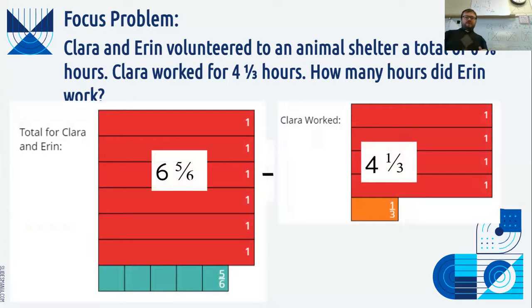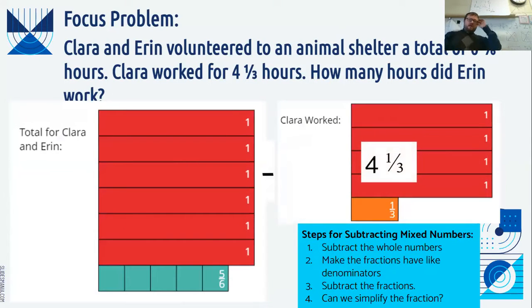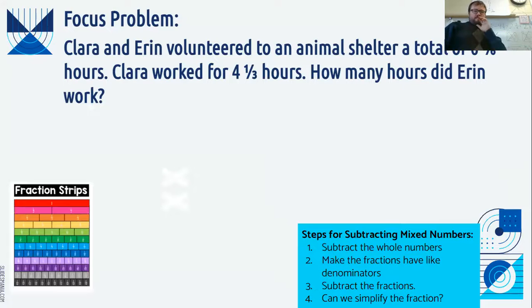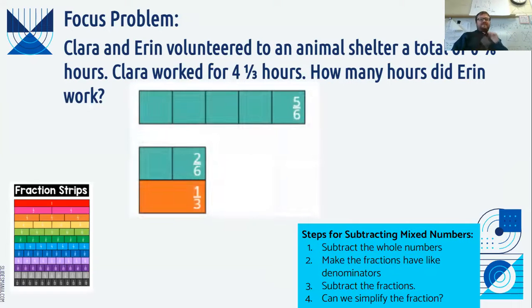You see which one's which. So then I see I've crossed out those 4 wholes. Now we still have to take the 5/6, and then we turn the 1/3 into 2/6. So that means we cross out 2/6 from the 5/6.